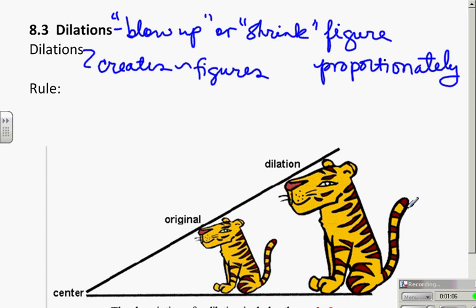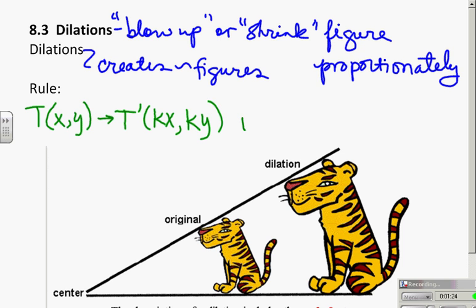And if you remember back to that similarity unit, we talked about the scale factor. We talked about K. And so our rule for every size change, every dilation, is going to be take your original x, y, and your image point will become Kx, Ky, where K is your scale factor.